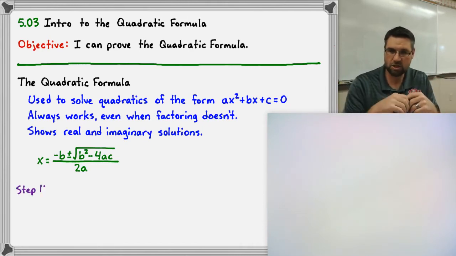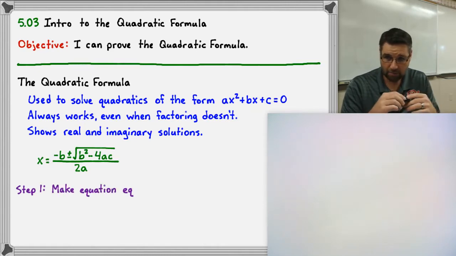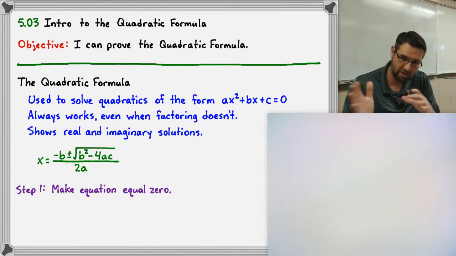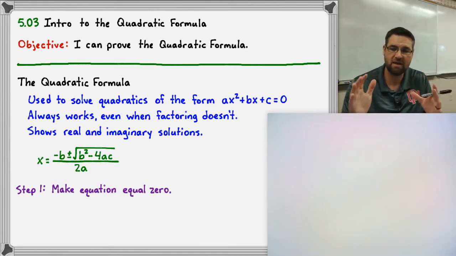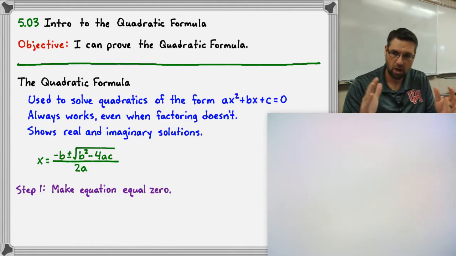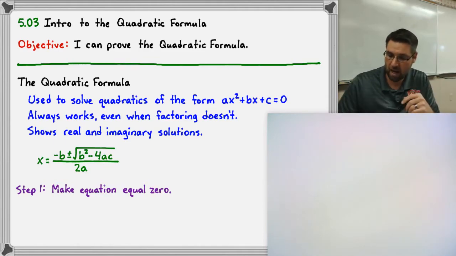So with that said, how do we do this? Well, step one is to make sure that the equation is equal to 0. So you want to move everything over, like I said, to one side so the equation equals 0. If you can, try to make it so that the a value is a positive value, okay? So if you have to move things over, try to move things over so that the a value is positive. It'll just make your life a little bit easier.